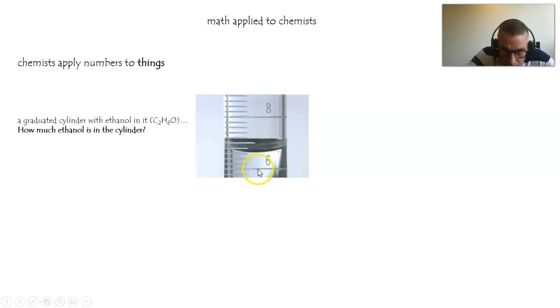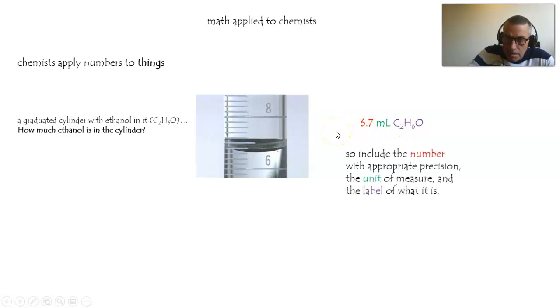We see that it's between 6 and 7 milliliters, and we estimate between the two graduations. That's a rule that scientists apply, and we're going to estimate 6.7 milliliters of ethanol. Notice that there's three things in that answer. There is the number, 6.7, the unit of measure, which is the milliliters, and what it is, the label, in this case, ethanol. So try to resist that urge just to write a number. Also include the unit and the label whenever you think it's appropriate. It's a common error.